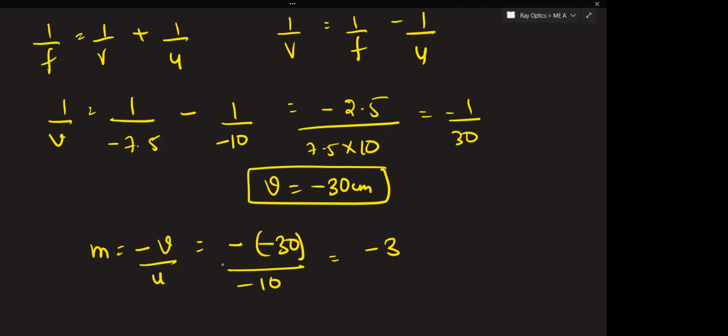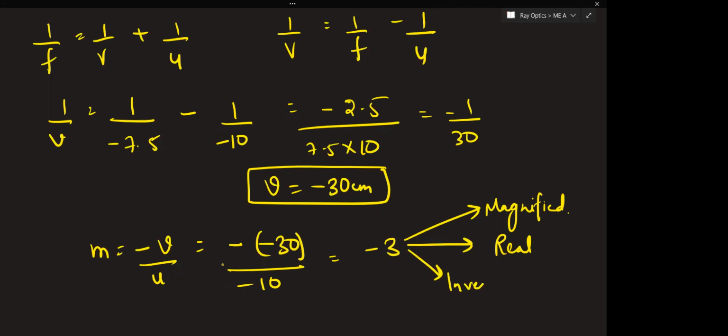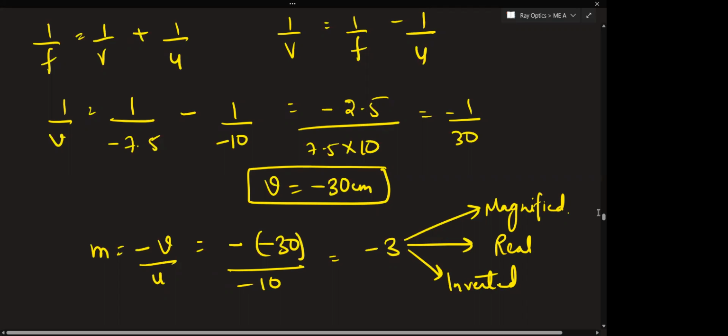So the image is what? See, 3 is telling you that this is magnified, enlarged, greater, big, any term you can say. The negative sign is showing you the fact that this is real as well as inverted. And where exactly is the image formed? That is 30 centimeters in front of the mirror. How? Because the minus sign is there. Like this you have to do.